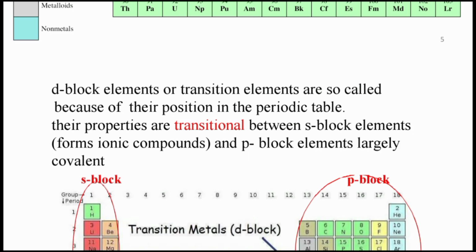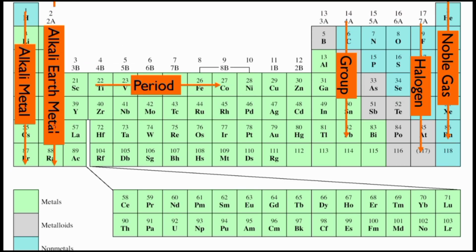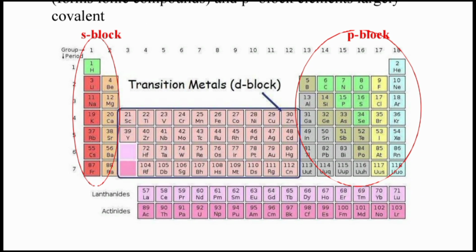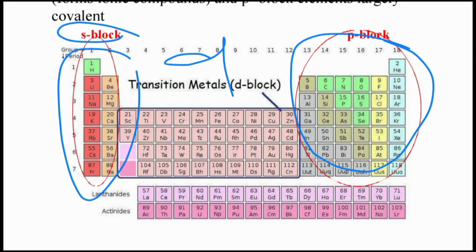D block elements or transition elements are so called because of their position in the periodic table. Their properties are transitional between s block elements, which form ionic compounds, and p block elements, which are largely covalent. You can see these are in the d block. This is the s block, this is the p block, this is the d block, and there's an f block as well.